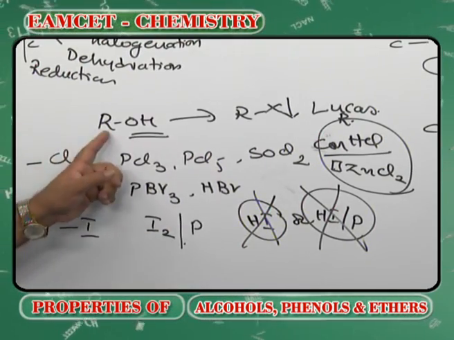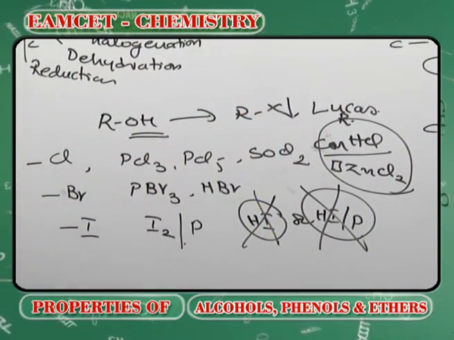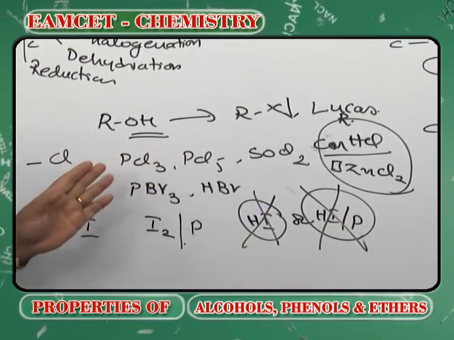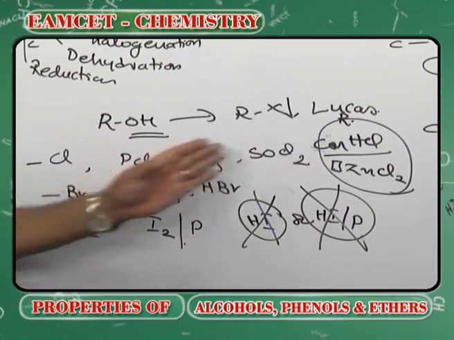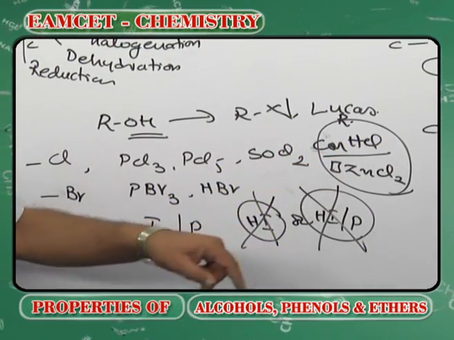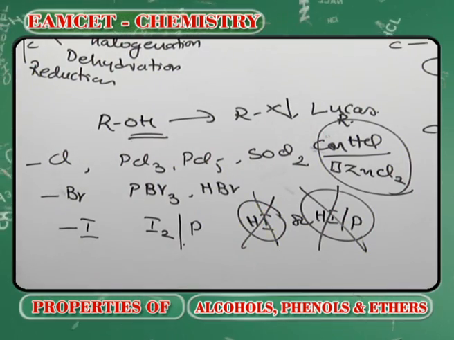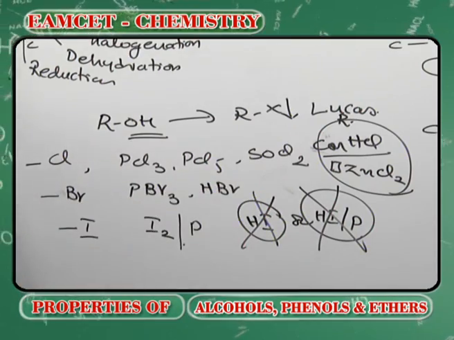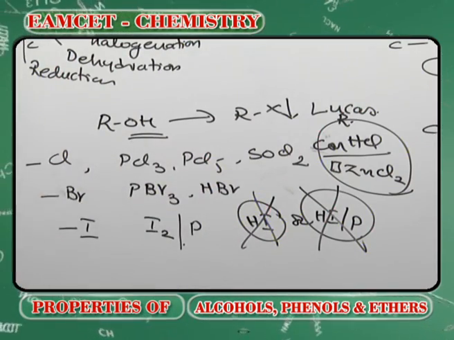You can convert all alcohols into their corresponding halogen compounds. Especially for ethanol, if you want ethyl chloride, the best reagent may be PCl5 or PCl3 or Lucas reagent. Thionyl chloride, SOCl2, is the reagent; SO2Cl2 is called sulfuryl chloride.